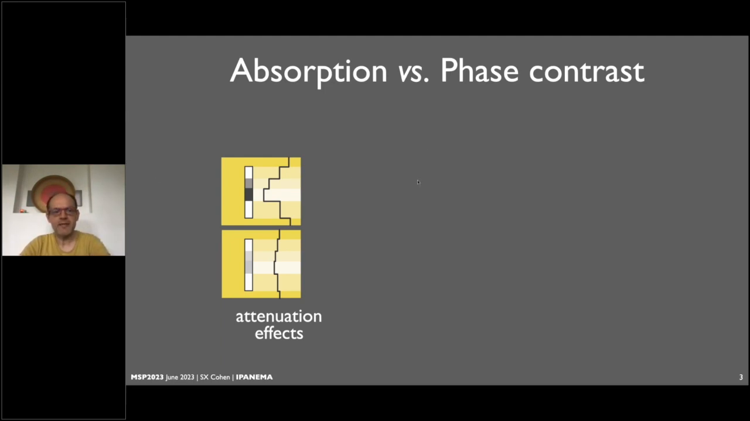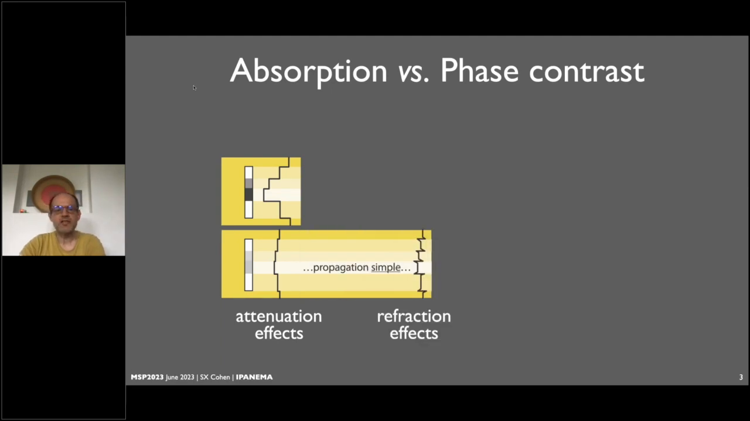I don't have my mouse on this system. On the top, I represented an object with attenuation. On the bottom, I have another object which is less attenuating. On an object which is less attenuating, because there is not so much attenuation, I can see small effects. So it's easier on this type of object to see small variations of the effects.